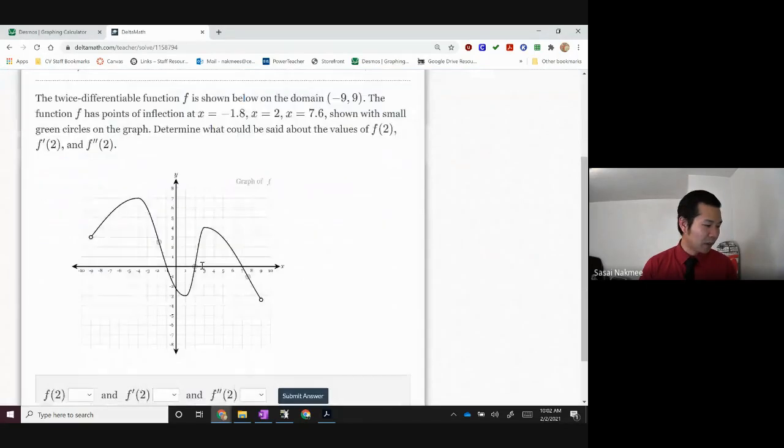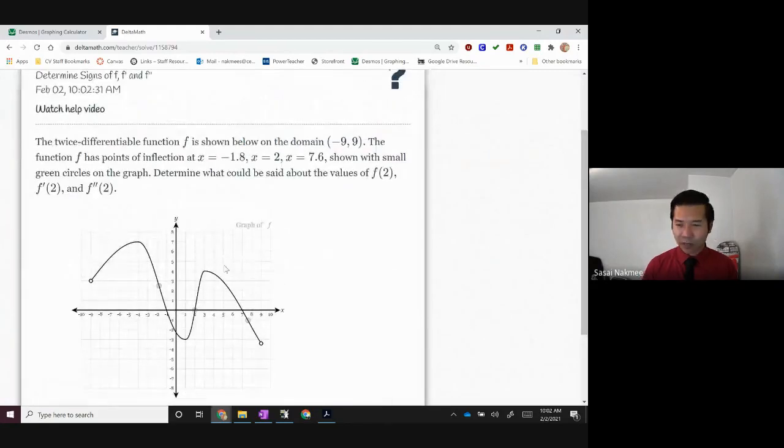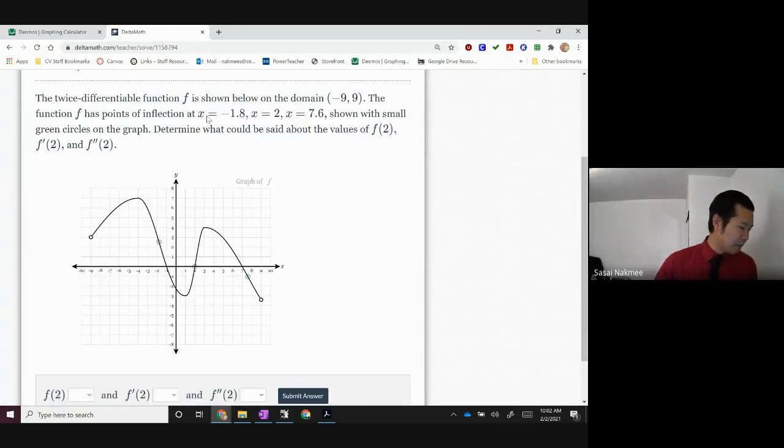All right, so here's a new problem for me, right? And if you guys are still stuck, you can watch me do it. If you guys get it, you can work on it yourself. But see right here, from -9 to 9, they want us to talk about f of 2. So 2 is right there. And 2 also happens to be where the point of inflection is. So for me, my point of inflection tells me that at x equals 2, the second derivative is actually going to equal 0 there.